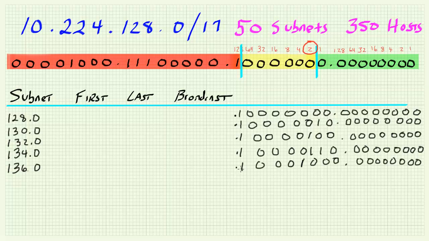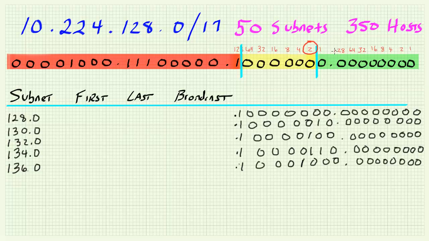And then for the next subnet, we turn the 2-bit and the 4-bit off. We turn the 8-bit on. So now we add up the bit weights. We've got 128 for that bit. And then for this one right here, we've got 8. So 128 plus 8 is 136.0 for the next subnet.